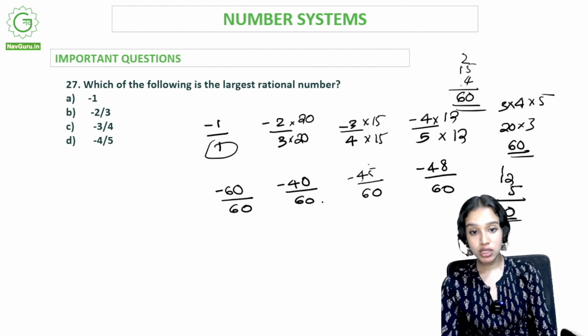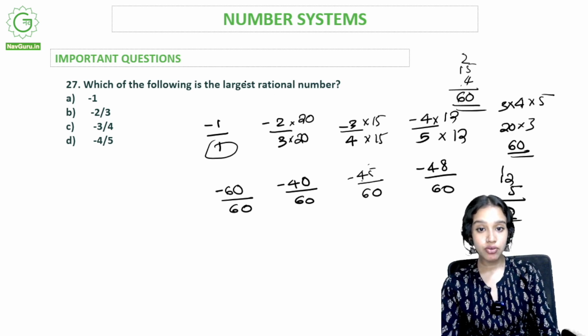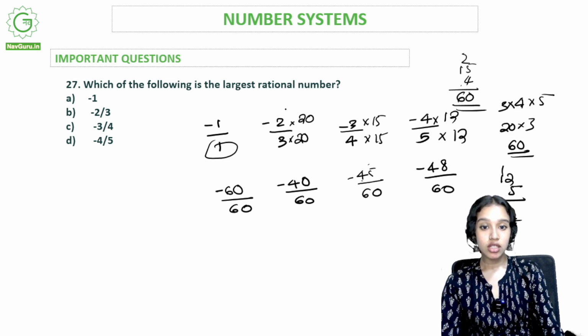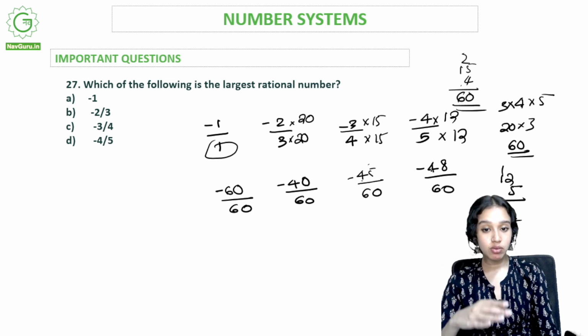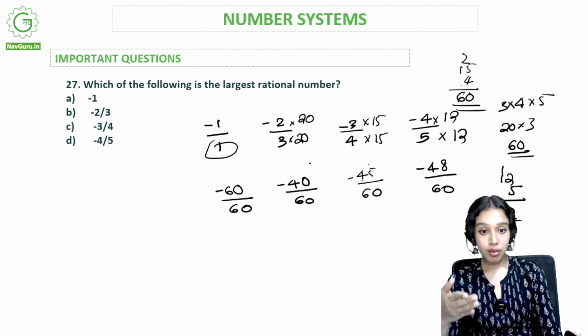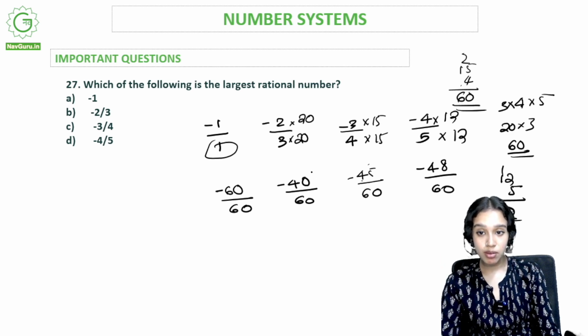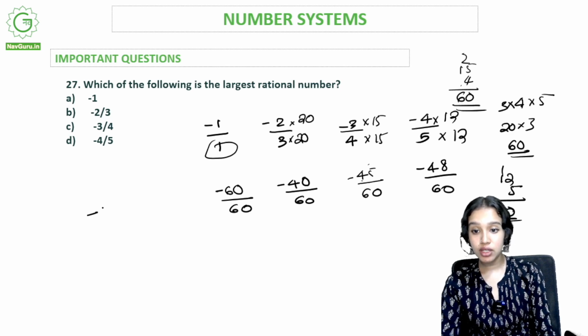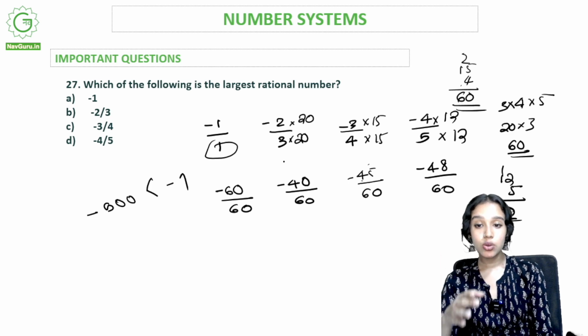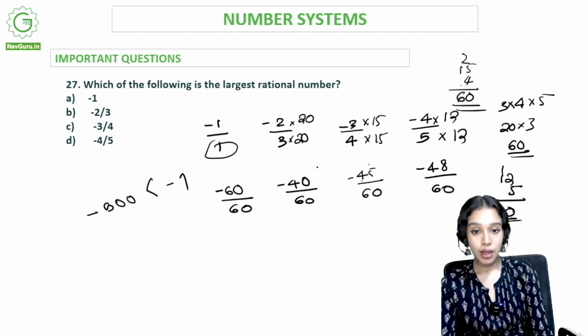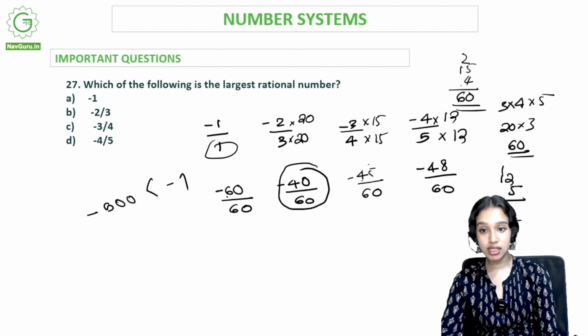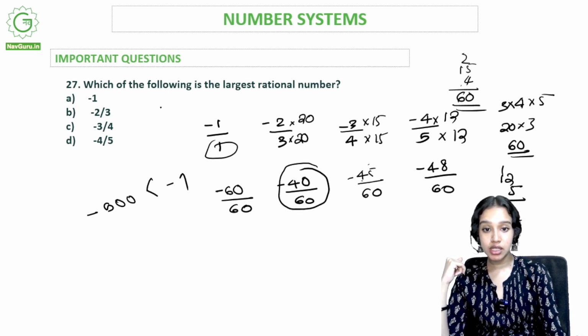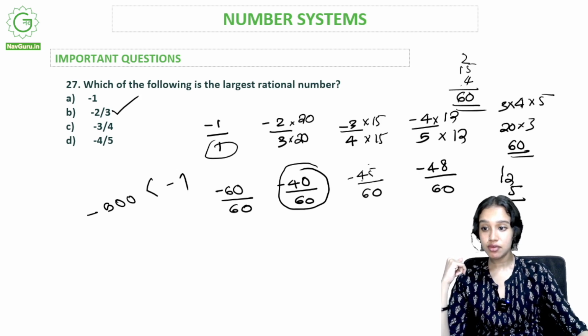Now we are talking about negative numbers and we have to find the largest rational number. So among these, which seems to you the largest? Because the smallest digit would give us the largest number, because obviously we know that minus 500 is less than minus 1. So which is the largest here? Minus 40 by 60 is the largest number, which means minus 2 by 3. Let's move on to the next question.